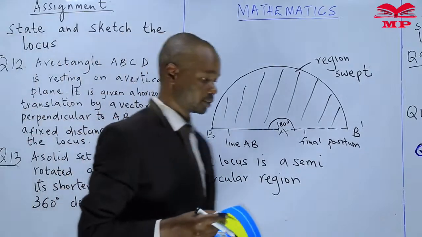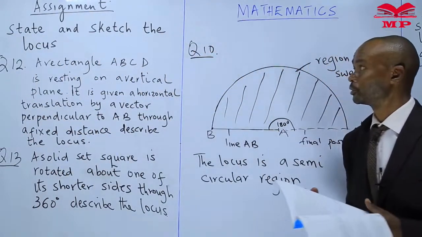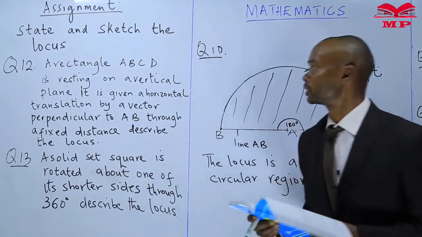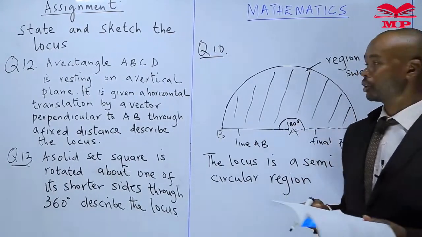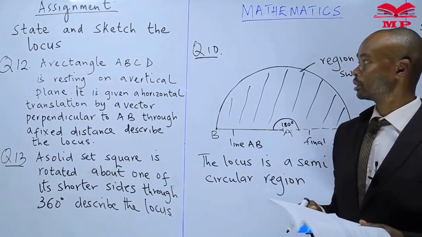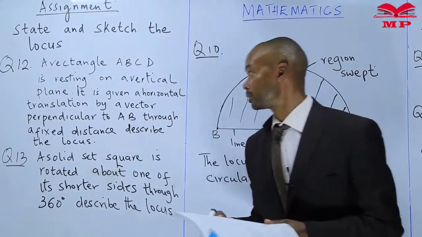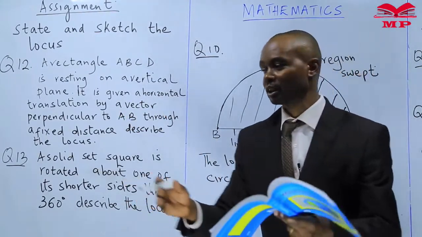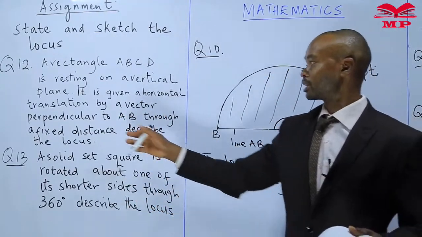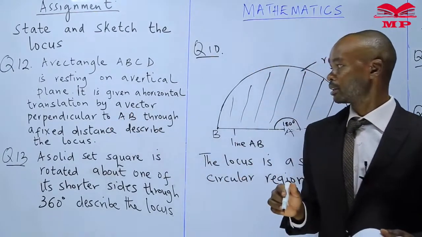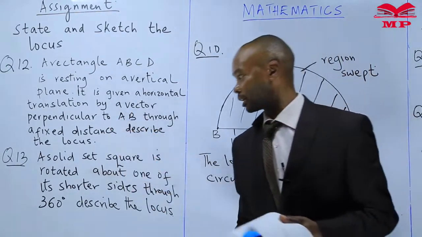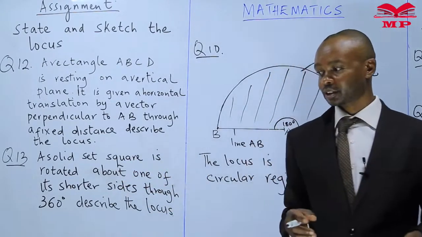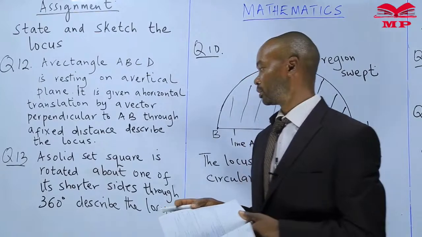So the questions are there on the board where you are still stating and sketching the locus. 12. A rectangle ABCD is resting on its vertical plane. It is given a translation, it is moved, a translation by a vector perpendicular to AB through a fixed distance. Describe the locus.